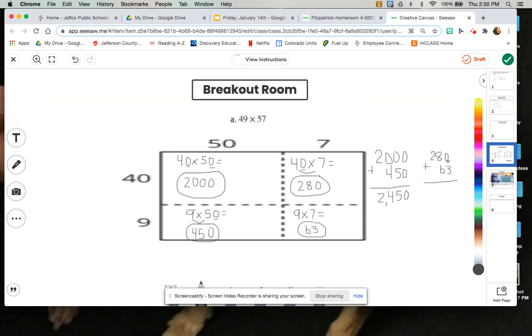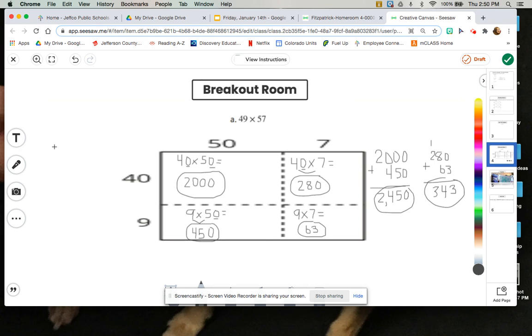And now we're going to go over to this one. 0 plus 3 is 3. And then 8 plus 6 is 14. And I'm going to regroup my 1, okay, because I made a 10. And now I regroup that 10 with my hundreds. So now 2 plus 1 is 3. Now we have these two Humpty Dumpty pieces, these partial products that now need to be put together.